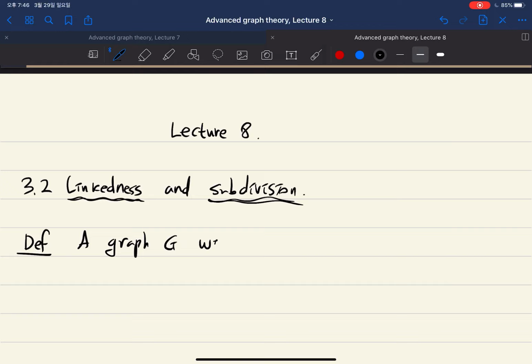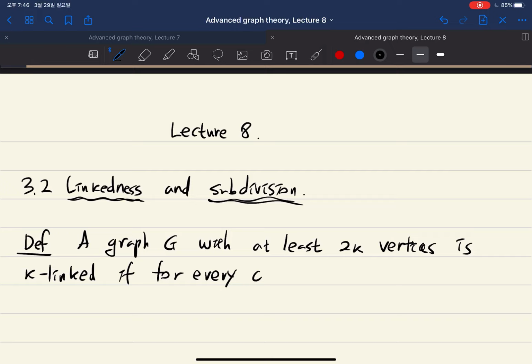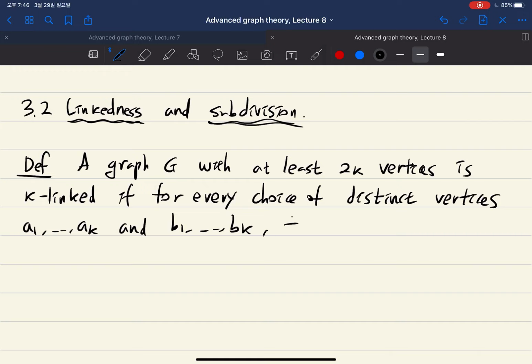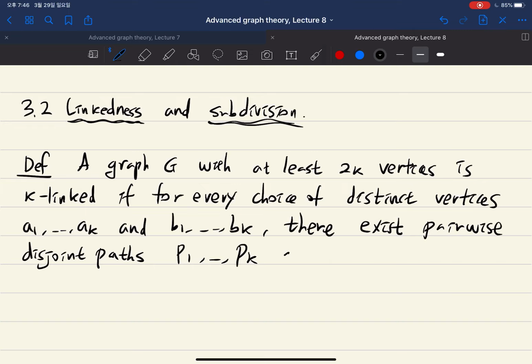has, if it has at least 2k vertices, and we say that it is k-linked if for every choice of distinct vertices a1 to ak and b1 to bk, there exist pairwise disjoint paths P1 to Pk such that Pi connects between ai and bi.